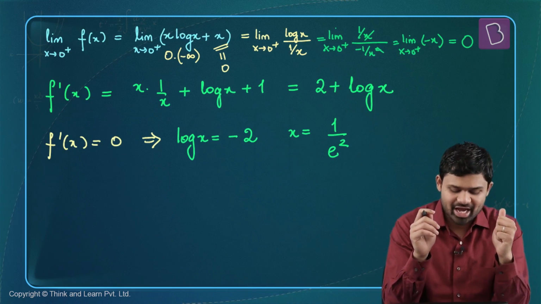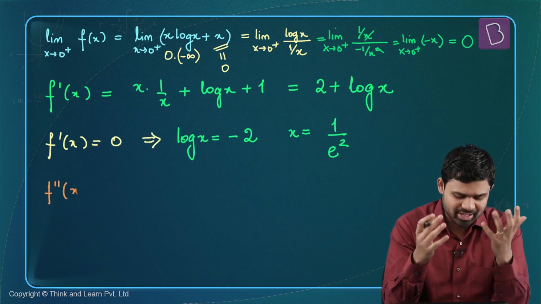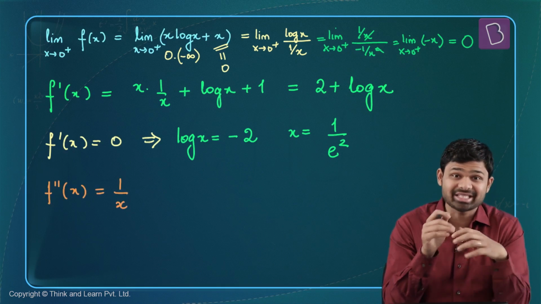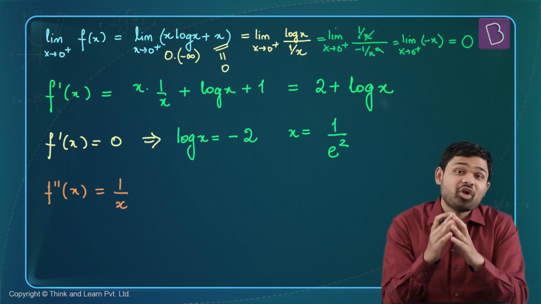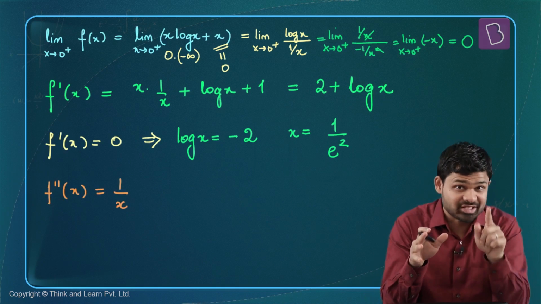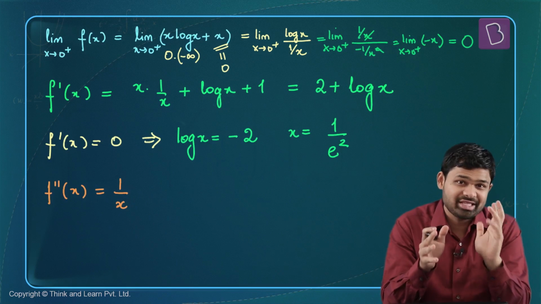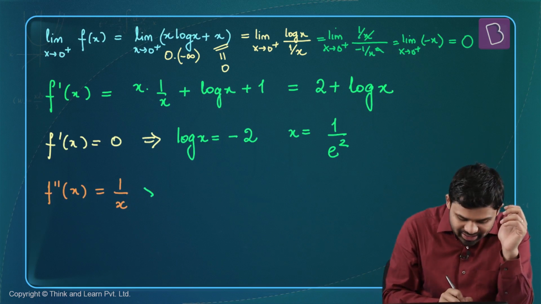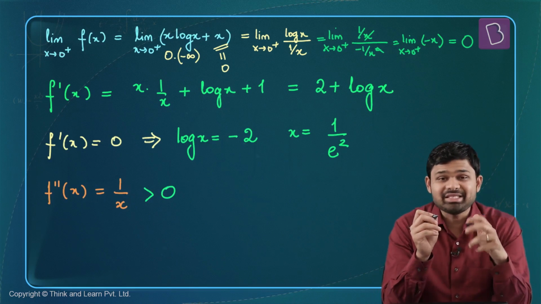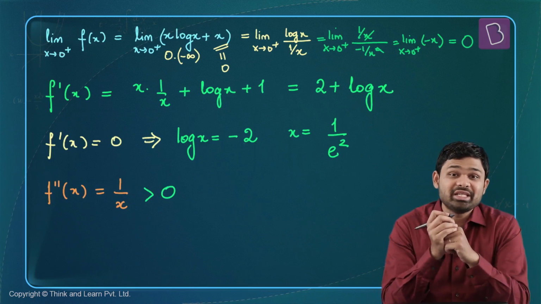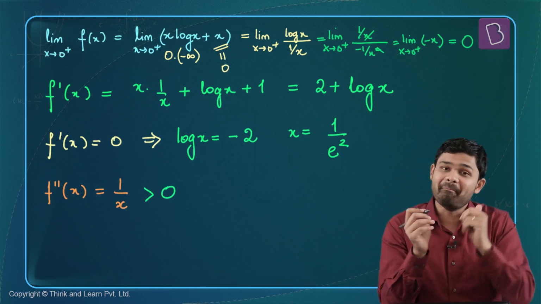What is f double dash of x? Well, f double dash of x will be nothing but 1 upon x. So 1 upon x for every value in the domain of x. Remember, domain of x is all positive numbers. So in the domain of x, f double dash of x is always greater than 0. This means that the point x equal to 1 upon e square is a point of local minima.